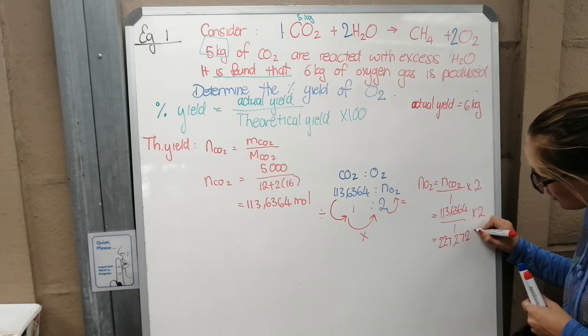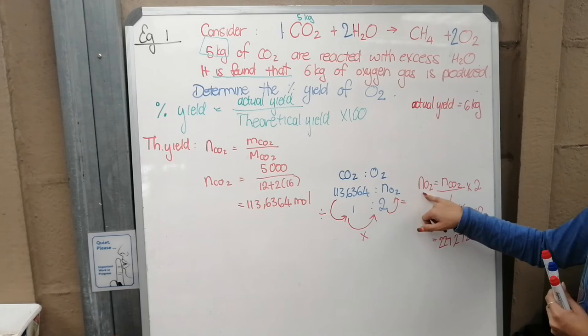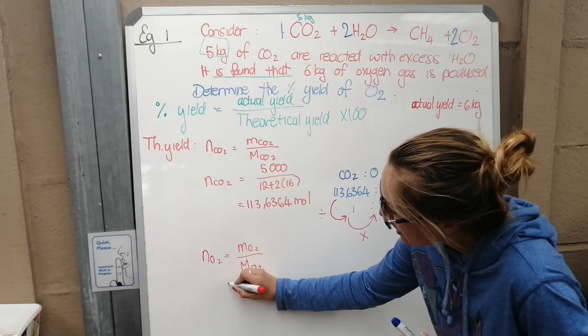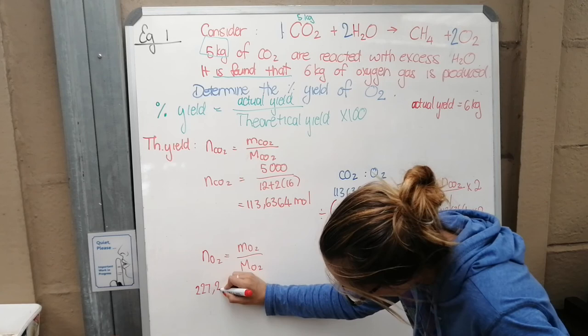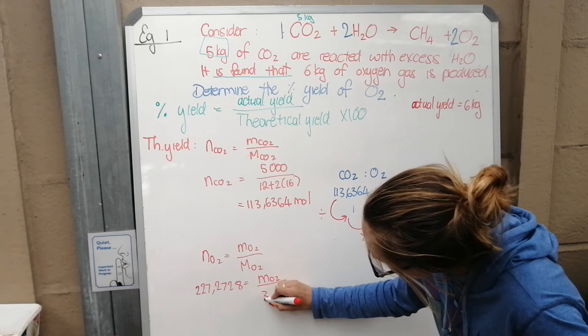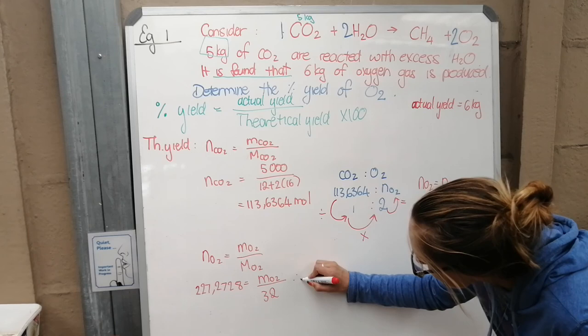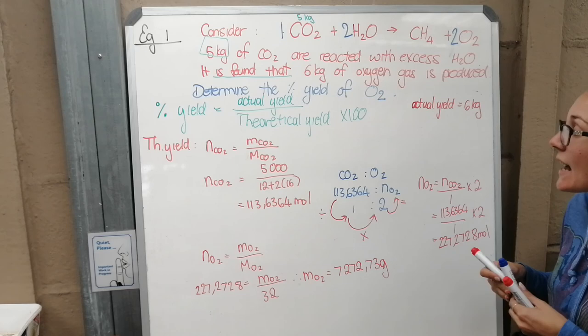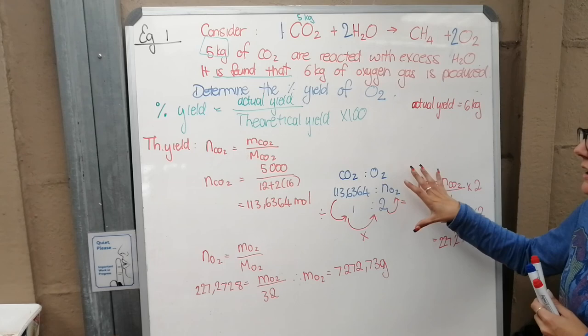We don't want the number of moles of O2, we want the mass of O2, so we're going to be doing this formula again now. The number of moles of O2 is the mass of O2 over its molar mass. We know the moles is 227.2728, and we want the mass of O2. The molar mass of O2 is 32. And we get the mass of oxygen produced is 7,272.73 grams. Now we can take this and put it into this formula. So it's basically a stoichiometric calculation with an extra step.